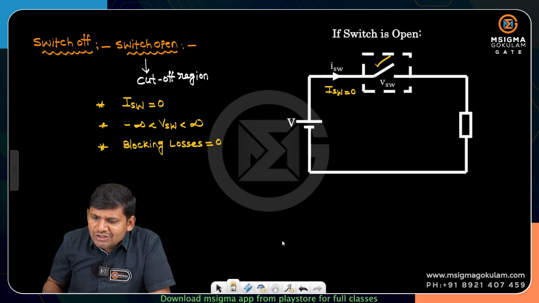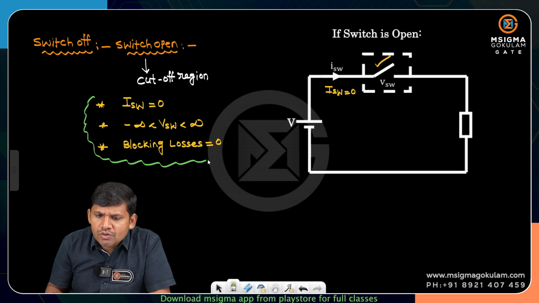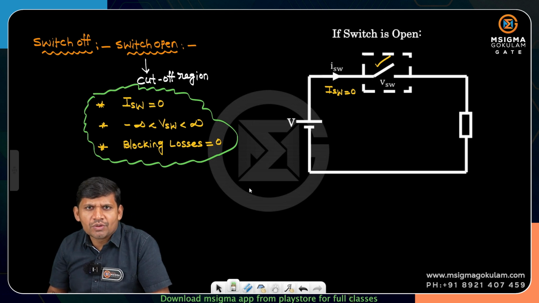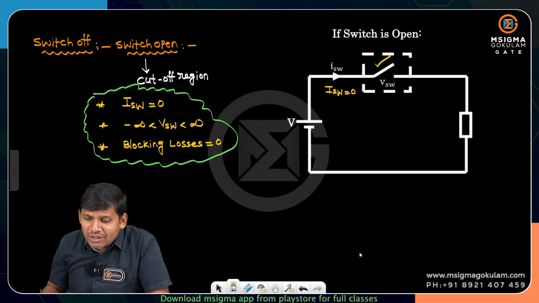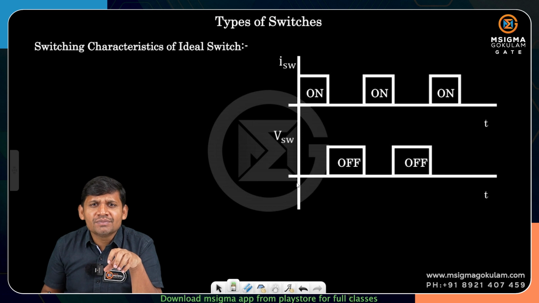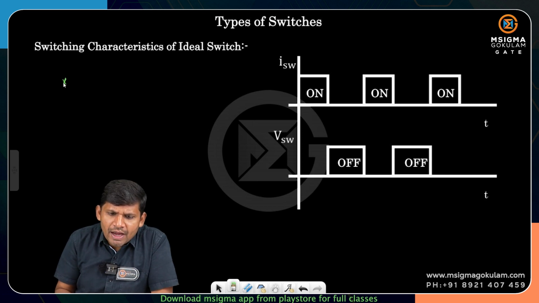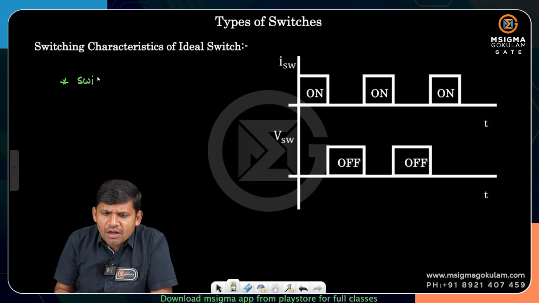Yes, friends, the conduction losses are 0. Then what about the blocking losses? The blocking losses are also 0. But there is one more type of loss that takes place in a switch, and that is the switching losses. But it is an ideal switch, so in an ideal switch the switching losses are also 0.